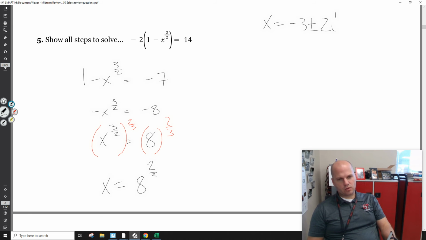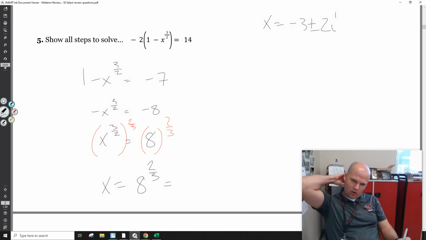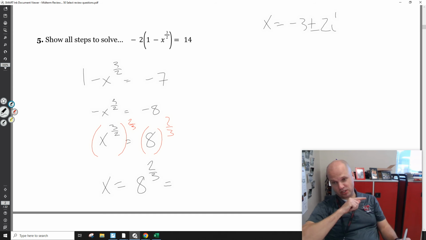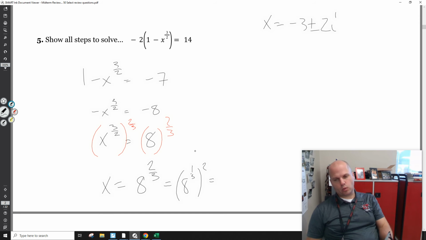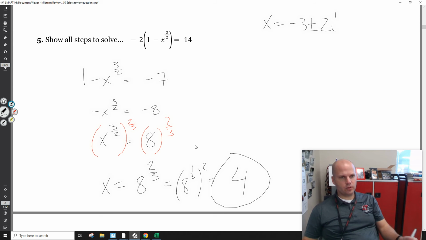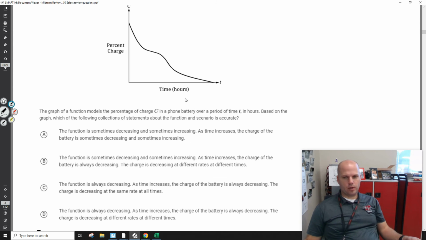What is 8 to the 2/3? We did this so many times that we should be able to do it by now. At the beginning of the year, you guys stunk at this. This is 8 to the 1/3 squared. 8 to the 1/3 is 2. 2 squared is 4. There's your answer. All right, here we go.